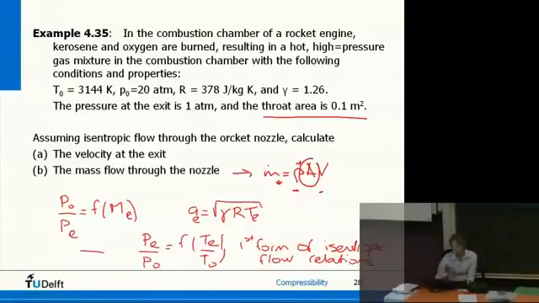Any ideas? Rho star. Density at the throat. What do we know about the throat? Mach is equal to 1. Very good. So it might be good to use the second form of the isentropic flow relations to find conditions at the throat. Any ideas? Yes.